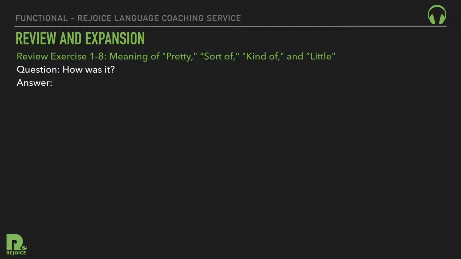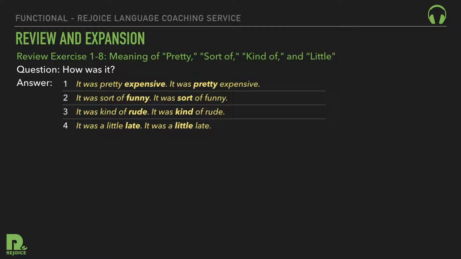Review Exercise 1-8, Meaning of Pretty, Sorta, Kinda, and Little. How was it? 1. It was pretty expensive. 2. It was sorta funny. 3. It was kinda rude. 4. It was a little late.